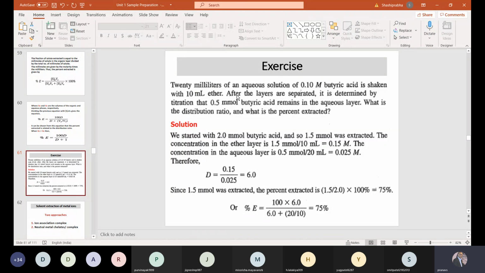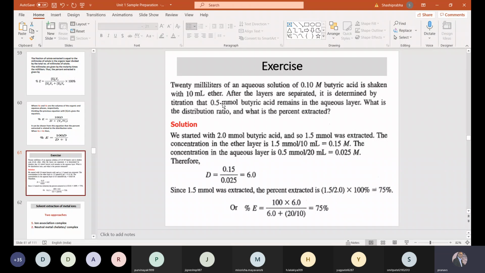After the layers are separated after extraction, it is determined by titration that 0.5 millimole of butyric acid remains in the aqueous phase. This much remains in the aqueous phase. What is the distribution ratio and what is the percent extraction?